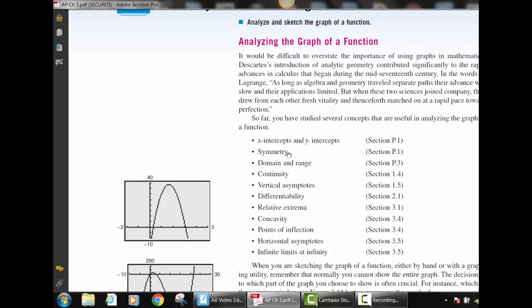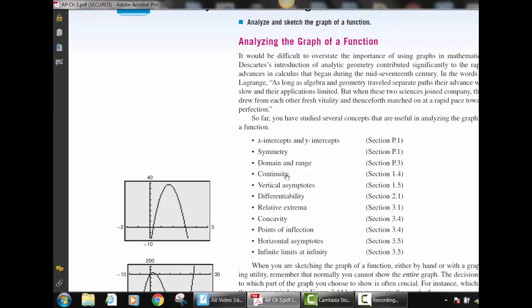Symmetry, that would be if you really wanted to take the time to check for symmetry. The only thing I could think of is in a polynomial function. If all the exponents are even, then you'd easily know it's symmetric with respect to the y-axis. And also if it's a polynomial function with all odd exponents, it would be symmetric with respect to the origin. Other than that, I don't think I'd bother. Domain, obviously, crucial. Range, I wouldn't bother.